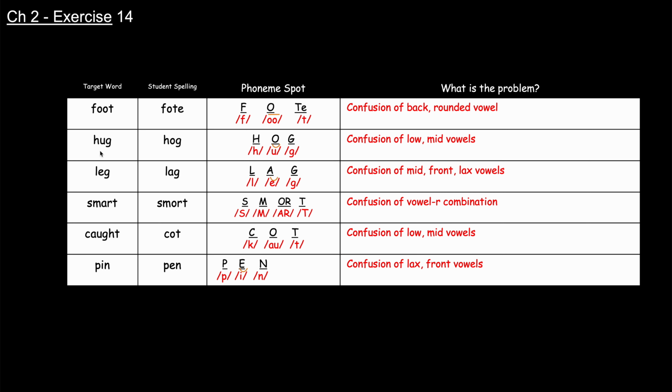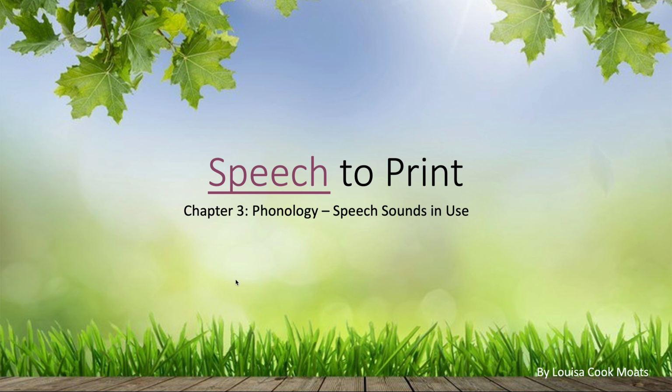Let's see. We have hug written as hog. Again, you have your "ah," right, and your "o." Those are very close. It's very common they could make that mistake, very understandable. So we go back about where to move the tongue back. Where should the tongue be?